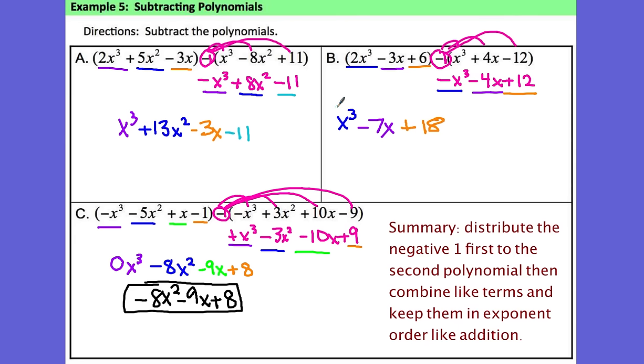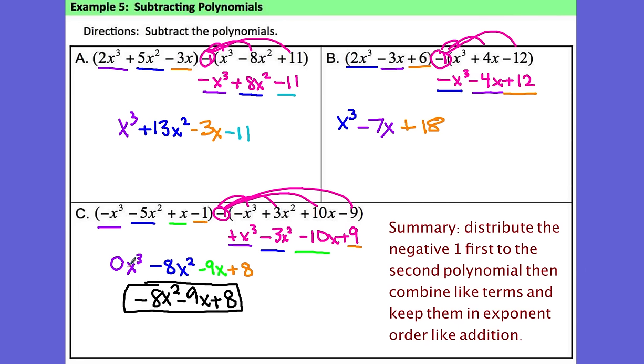Now, on example C, we've got a polynomial minus a polynomial. So again, we distribute the negative 1 to each of the terms to create their opposites. Then we combine like terms. So negative 1x to the 3rd plus x to the 3rd is 0x to the 3rd. Negative 5x squared minus 3x squared is negative 8x squared. And then x minus 10x is negative 9x. And negative 1 plus 9 is positive 8.